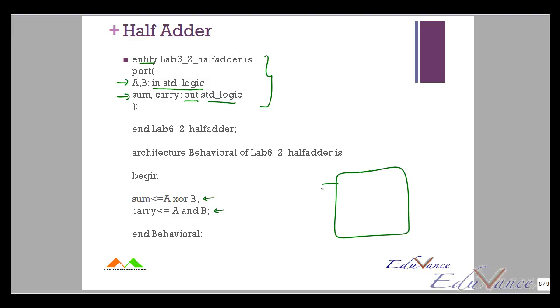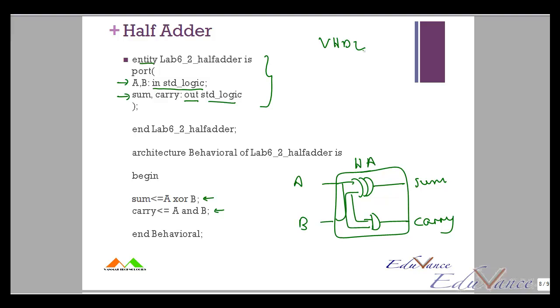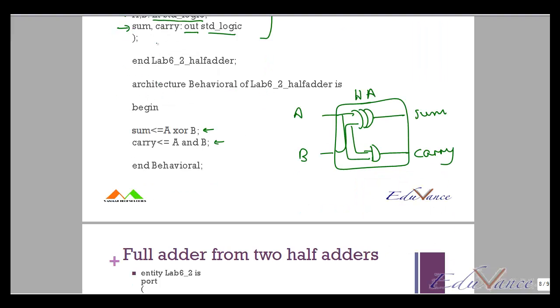So a half adder, I have A, B. The XOR gives me the sum. The ANDing gives me the carry. This is my half adder. So I would write this design in VHDL code and save it as, we've just given an example, lab6_2 half adder. Okay. So now, how do I use this half adder to make a full adder using the structural style? So let's take a look.